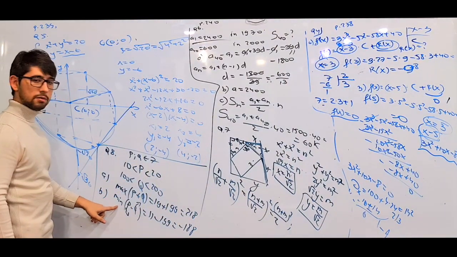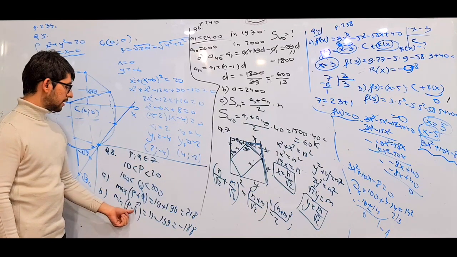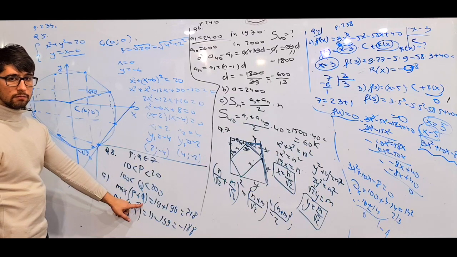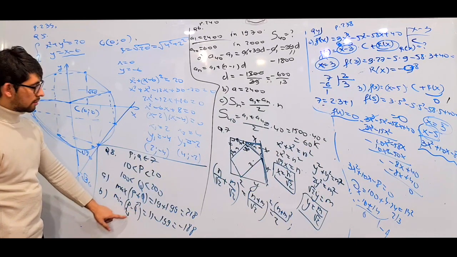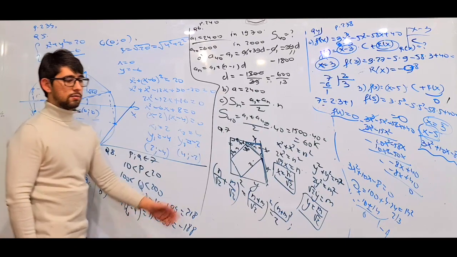B part, minimize. To find the minimum value of P minus Q, Q should be maximum and P should be minimum, right? Q maximum is 199 and P minimum is 11. Done.